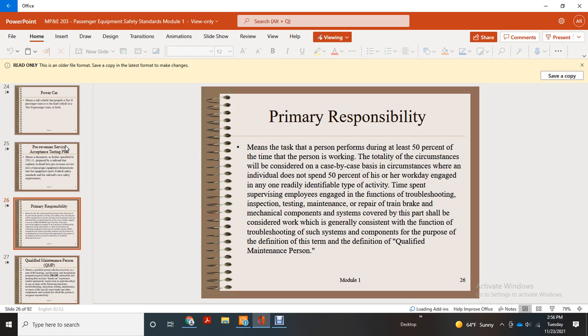and special systems covered by this part shall be considered work generally consistent with the function of troubleshooting such system components for the purpose of the definition of the term qualified maintenance person.